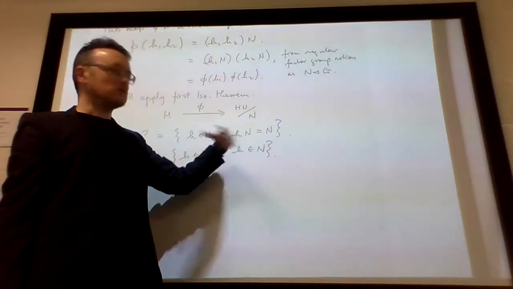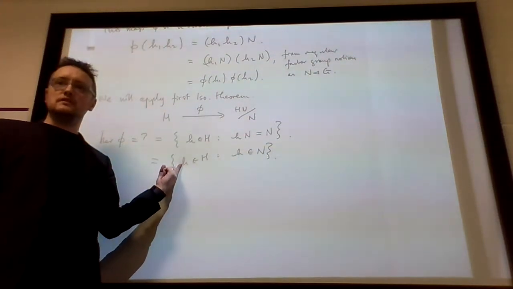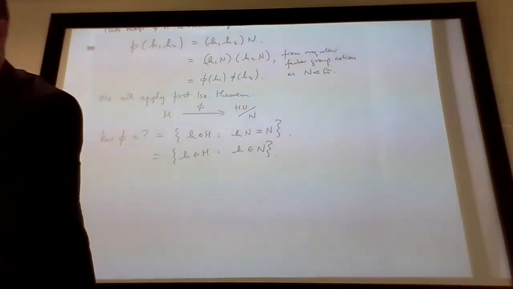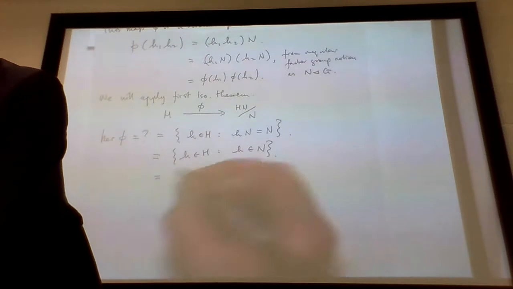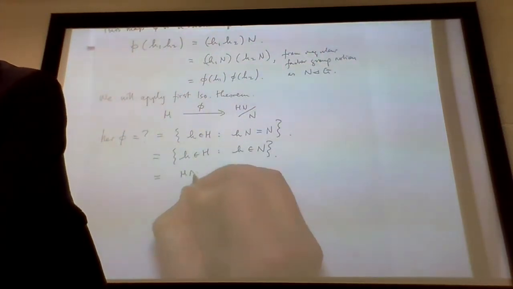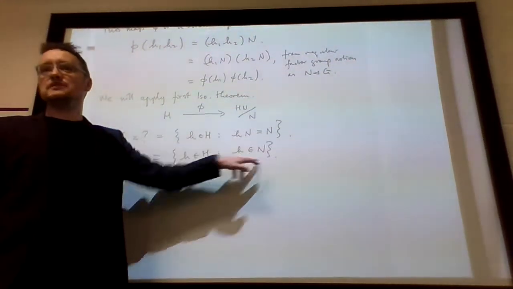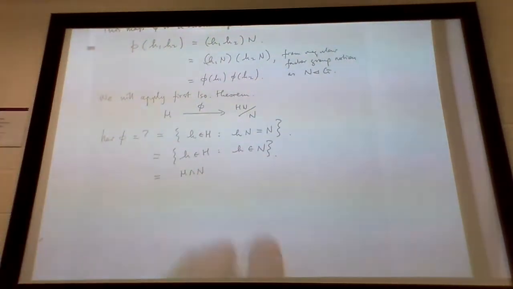So these products are all elements of there. But what's that better known as? h is an element of the intersection H and N. Yeah, but it's the set of all those little h's. So it is just H intersect N. It's everything in H that is also in N. So that's the kernel.